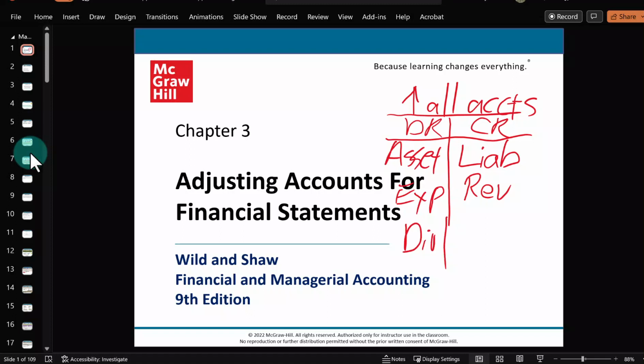And if you're receiving money from a shareholder because they're buying stock of your corporation, common stock, we increase the common stock account with a credit. So here's your rules of how to increase the different types of accounts. Of course, if you want to decrease the accounts, these three are decreased with credits, and these three here are decreased with debits.